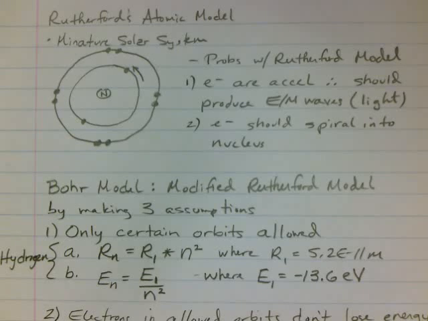He also went on to say that the energy of any orbit is equal to the energy of the first orbit, this time divided by n squared. And we give the energy of the first orbit a value of negative 13.6 electron volts.